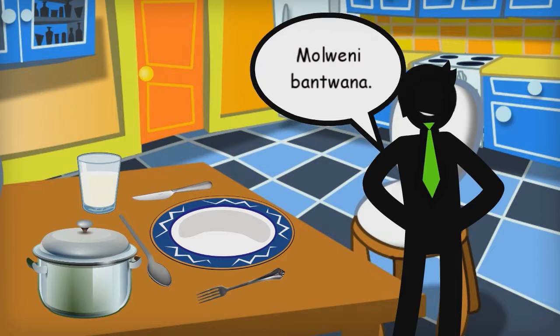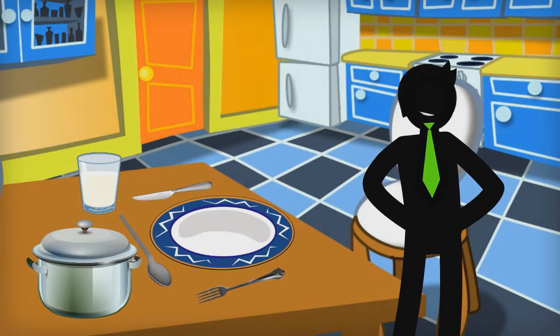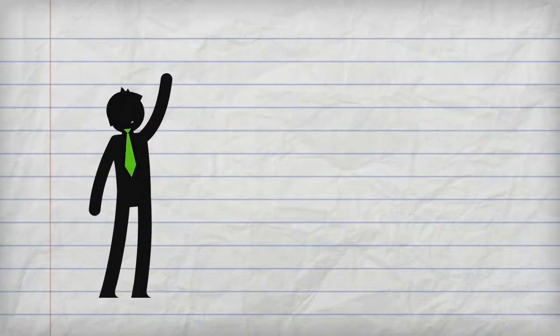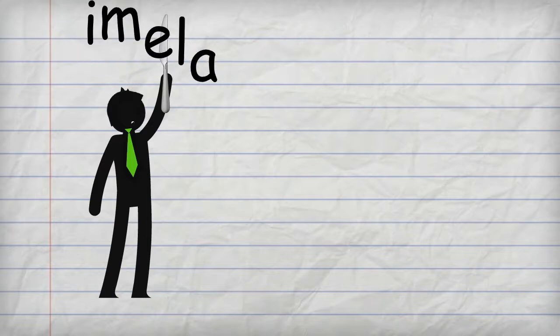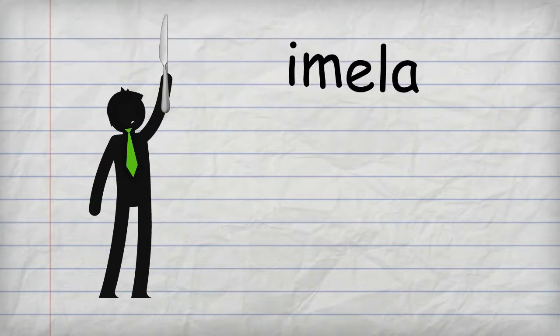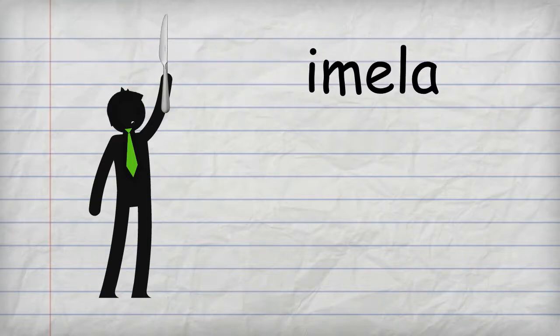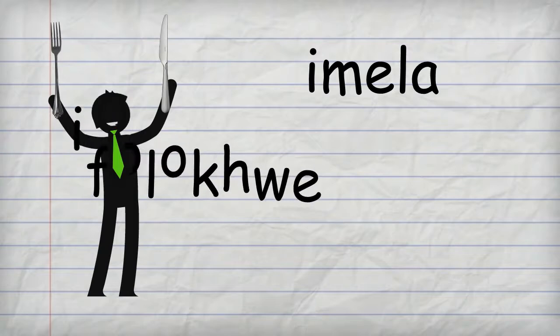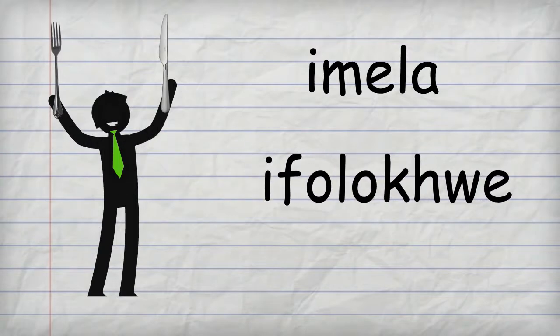Molweni bantwana. Today we're learning about things you find in the kitchen. Are you ready, kids? What is the word for knife in isiXhosa? Very good, imela. And what is the word for fork in isiXhosa? Very good, ifolokhwe.